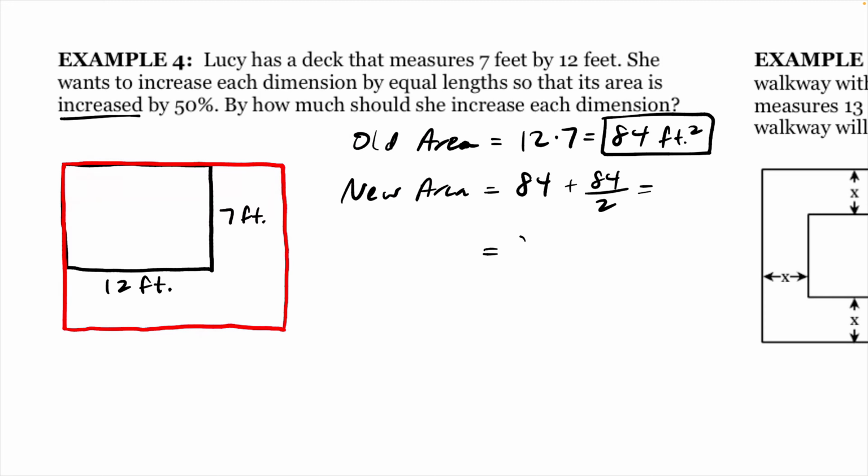Okay? You take the old, and then you find 50% of the old. What's 50% of the old? How much is 50%? 42, right? And then you add that on top. That's how you increase by 50%.